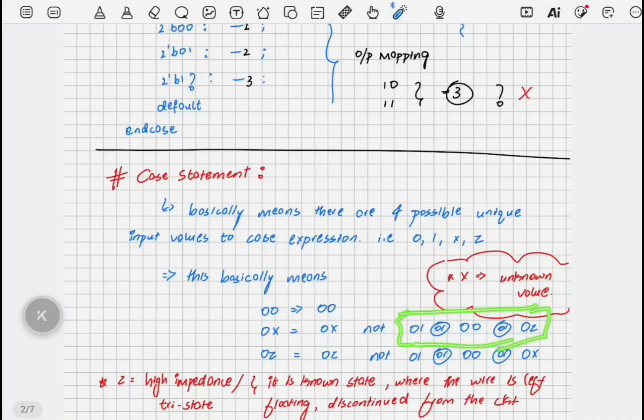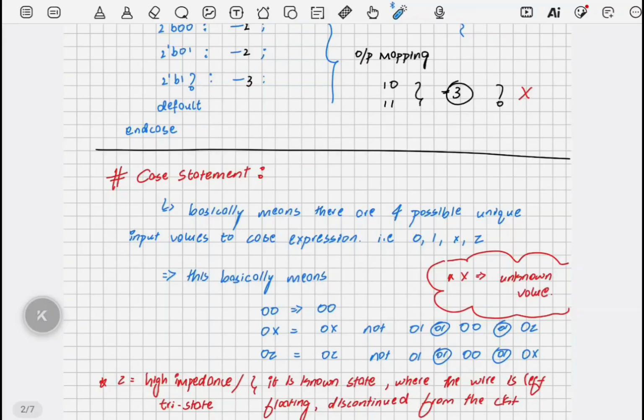This is the idea most of you have, and I want to clear it out that in the case statement, specifically, x and z will be treated as x and z. And one more clarity: x is an unknown value. z, high impedance, is a known value.